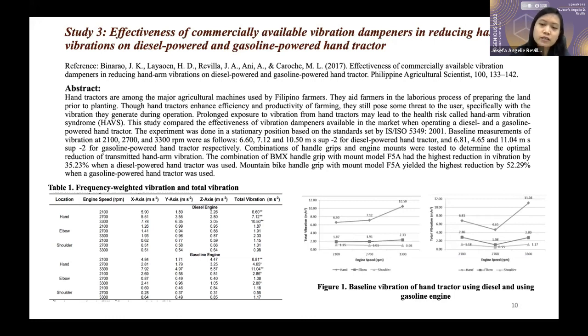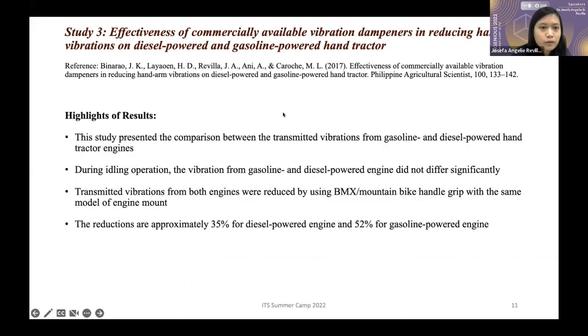Three accelerometers were again placed on the hand, elbow, and shoulder of the operator to determine the amount of transmitted vibration. To give you a brief highlight of what we have discovered, this study presented the comparison between the transmitted vibrations from gasoline and diesel-powered hand tractor engines. During idling operation, the vibration from gasoline and diesel-powered engine did not differ significantly. Transmitted vibrations from both engines were reduced by using BMX and mountain bike handle grips with the same model of engine mount. The reductions are approximately 35% for diesel-powered engine and 52% for gasoline-powered engine.